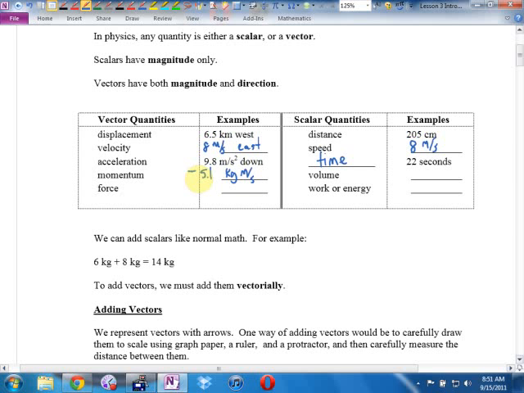Volume is a scalar. 1.6 cubic meters. Force is a vector, 12 newtons at 30 degrees south of east. And then work or energy is a scalar, 91 joules, symbol J.